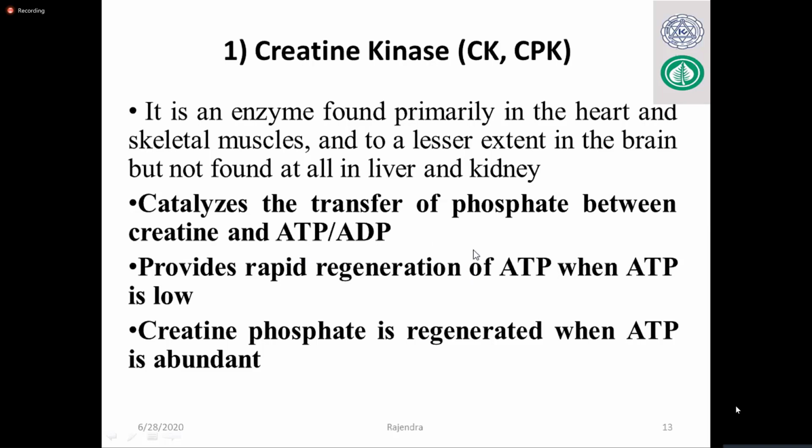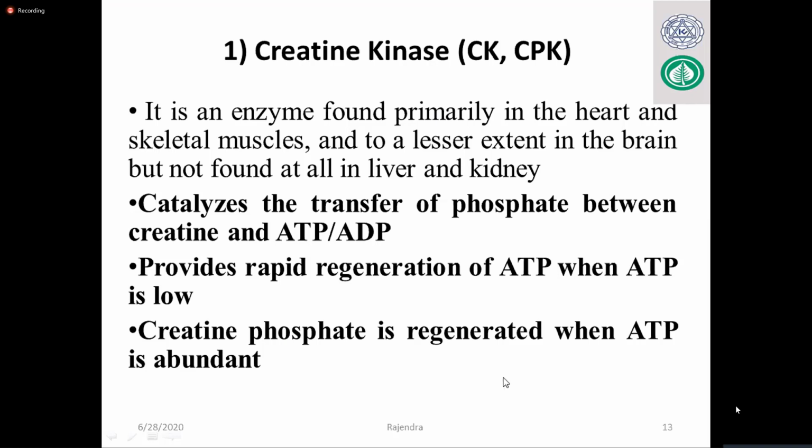Yes, we already know that we have just creatine, and we add a phosphate molecule to the creatine to produce creatine phosphate in the presence of the enzyme creatine phosphokinase. It provides a rapid regeneration of ATP when ATP is low. That means if we have creatine phosphate, in the presence of creatine phosphokinase enzyme we easily produce one ATP by combining with an adenosine diphosphate molecule, as an instant source of energy.